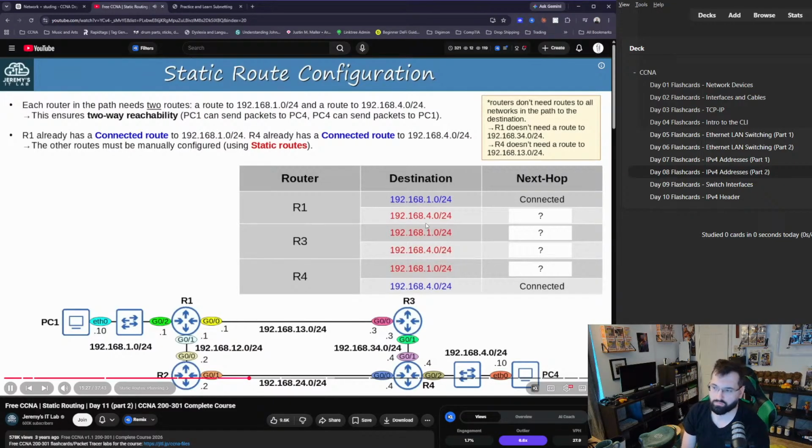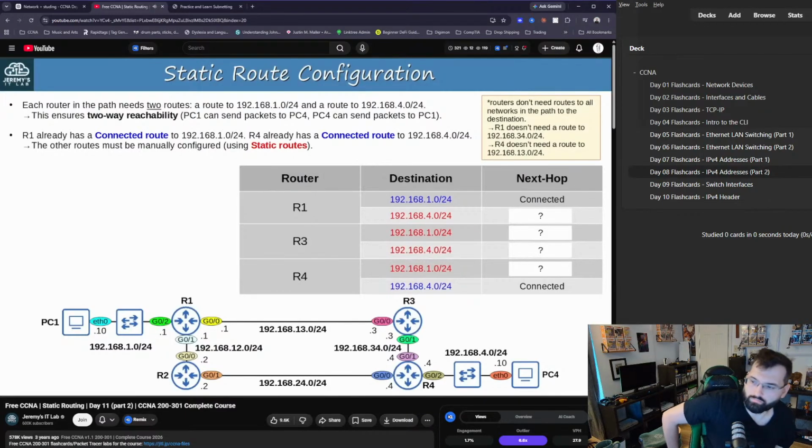Here's a chart of the routes R1, R3, and R4 need to allow PC1 and PC4 to communicate with each other. In blue are R1 and R4's connected routes. Note I listed the next hop as connected. Then in red are the static routes we have to configure. I will show the answers, but before that, I want you to pause the video and think about what the next hop IP address should be for each route.